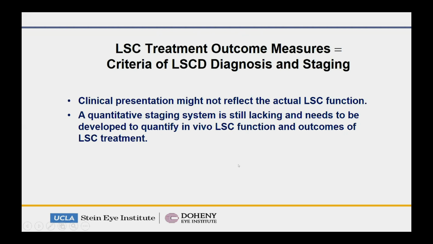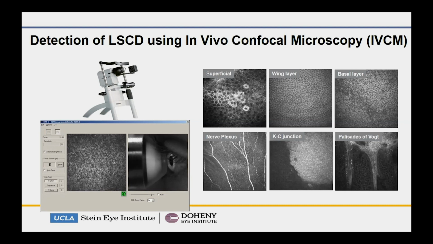Clinical presentations might not reflect the actual stem cell function, and a quantitative staging system is still lacking and needs to be developed to quantify in vivo limbal stem cell function and outcomes of the stem cell treatment. We utilize a very powerful in vivo imaging, in vivo confocal microscopy. It can image all layers of the cornea, different layers of the epithelium, and the junction of the conjunctiva and cornea, which is the limbus.